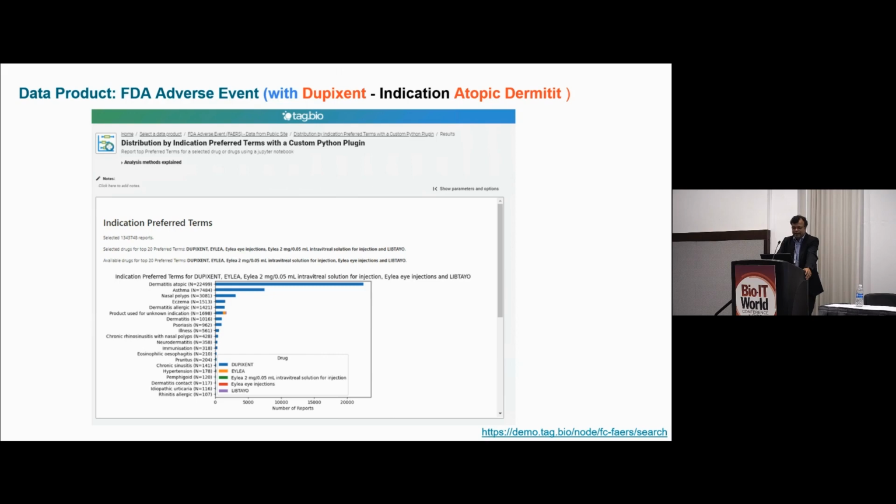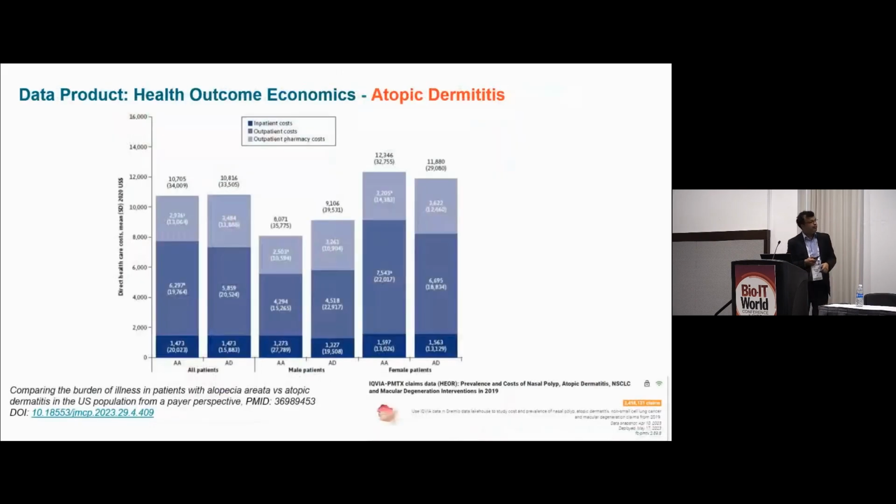As you see, the top one is actually atopic dermatitis, that's one of the major indications which is treated using Dupixent. So there are also respective ones for Eylea and others, right? Then you ask the third data product, this one. What is the typical cost of that?